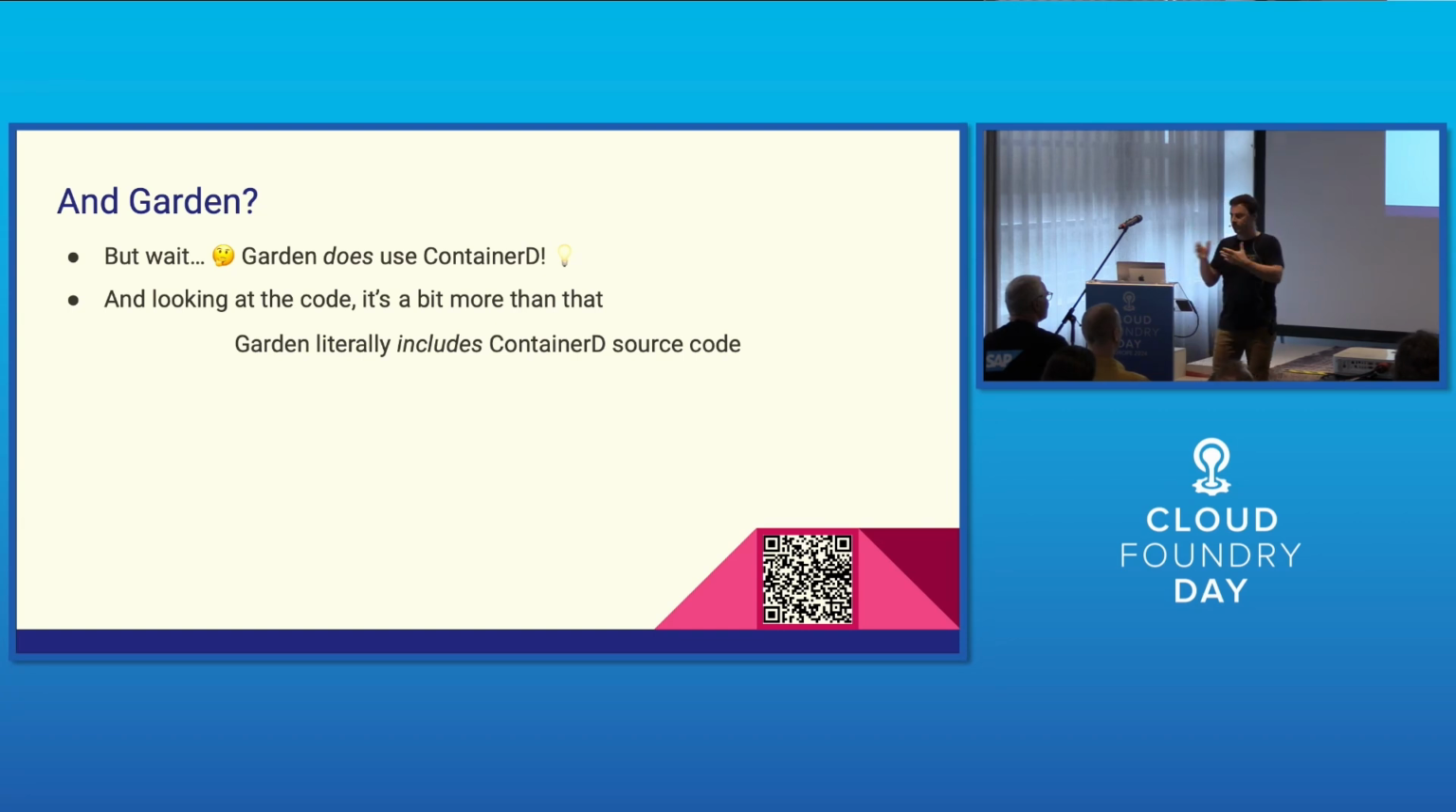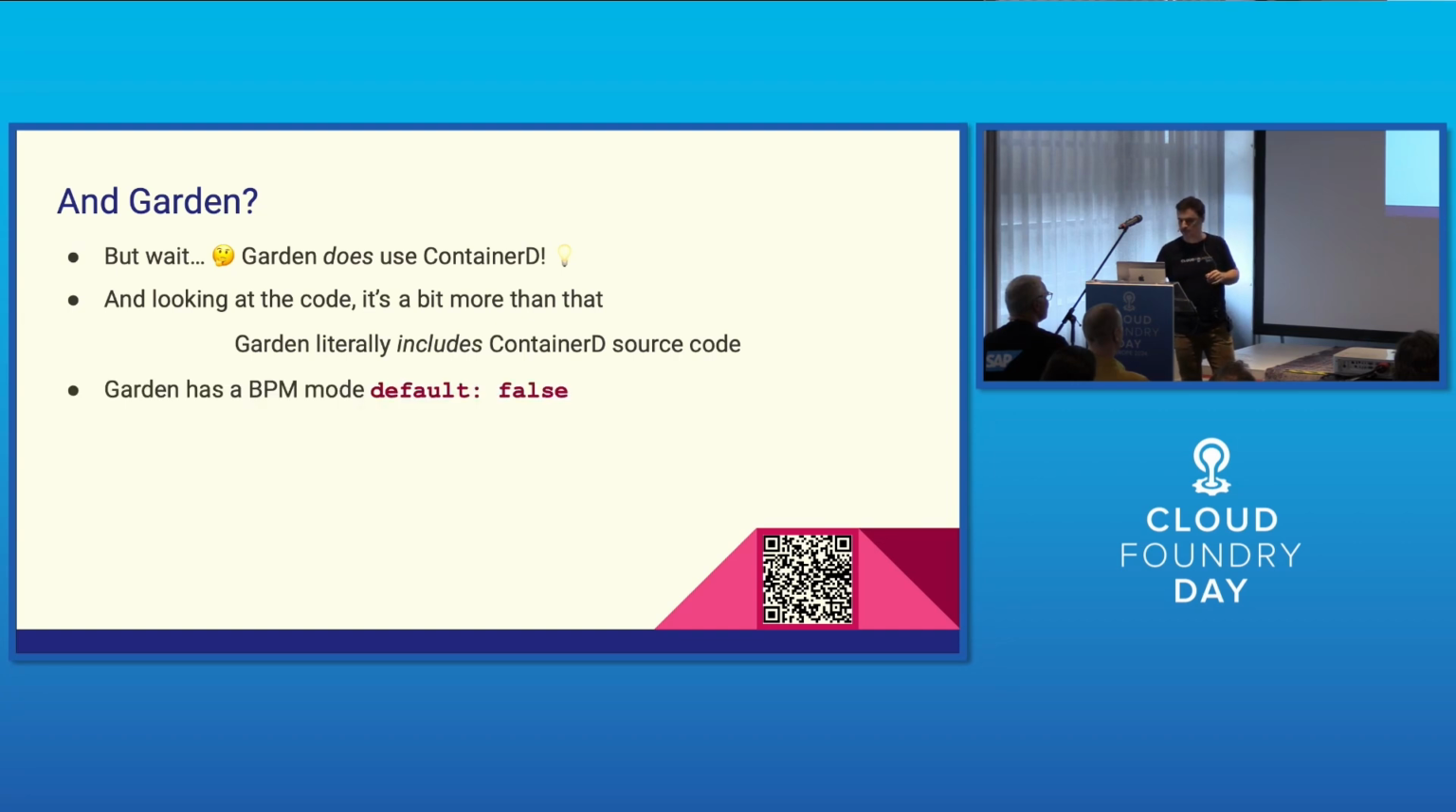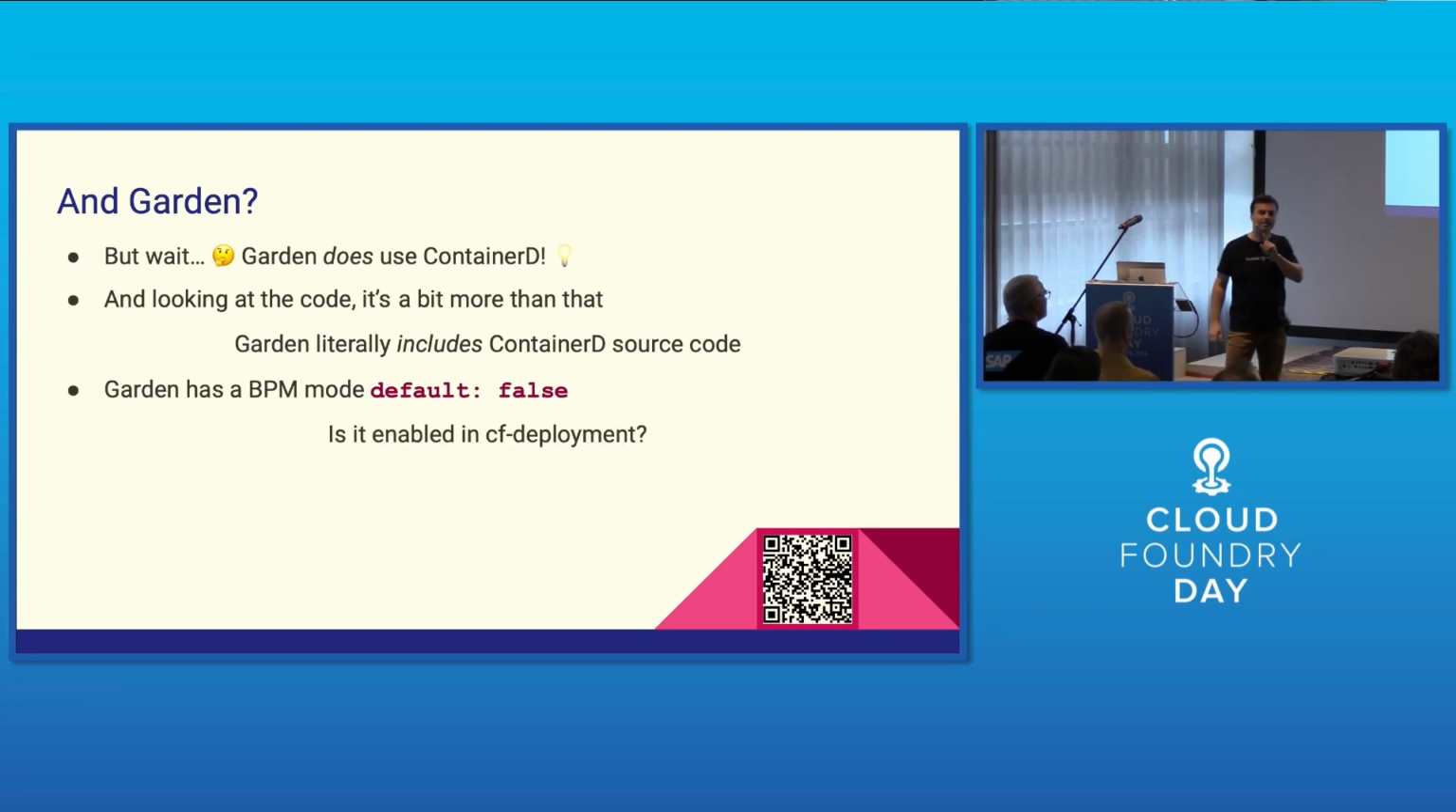Nowadays, it's built aside, but it did include it at some point. I'm pretty sure I've seen that in the source code. So Garden has a BPM mode, but it defaults to false. It's disabled by default in the Bosh release. Doesn't mean it's not enabled in the Cloud Foundry deployment. We've seen that before on the Bosh release of Bosh, I mean. But good Lord, no, it's not enabled in SAFE deployment.